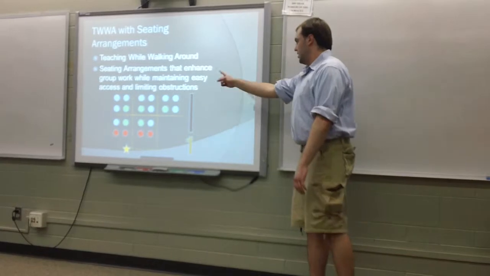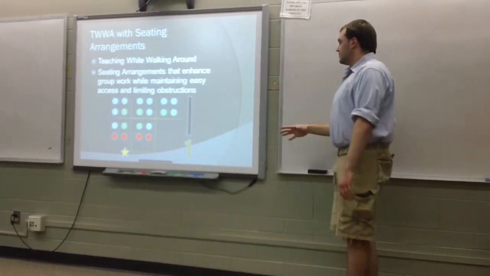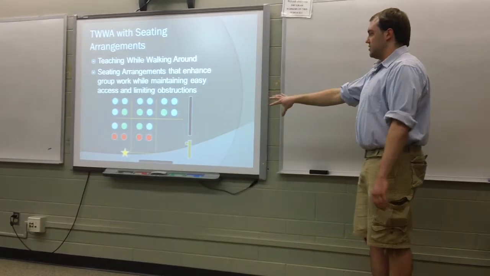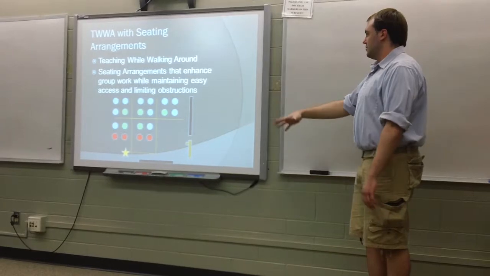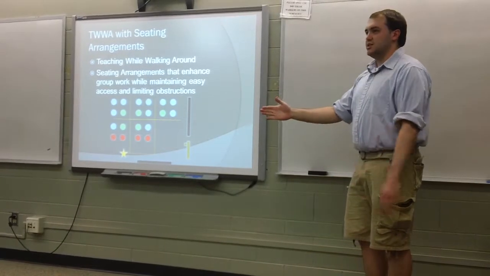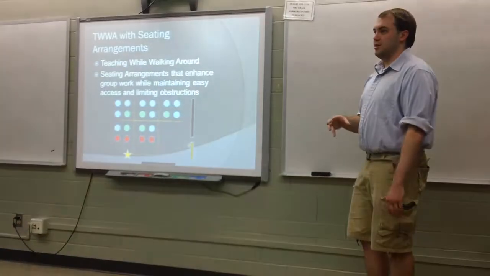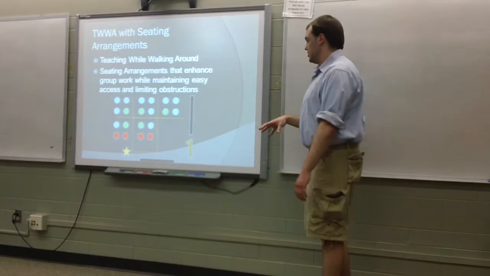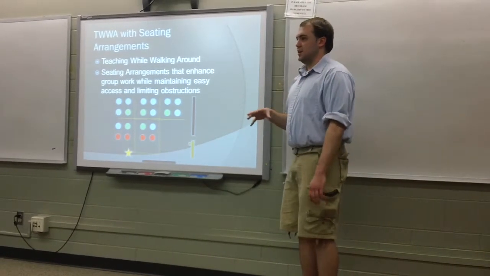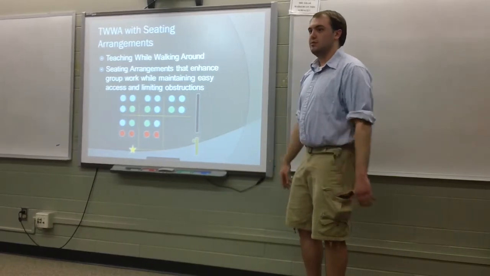And the yellow lines indicate the teaching while walking around. In the groups that I have set up here, you can see that you want easy access to be able to reach all your students, and that goes along with the overall model of building strong relationships with your students. If they need help, you can easily get up close to them and be like, what do you need? That sort of thing.